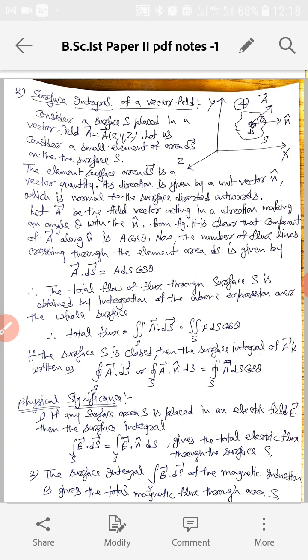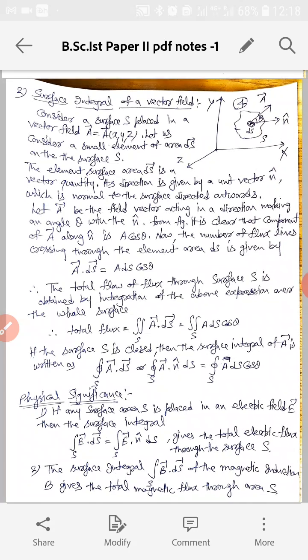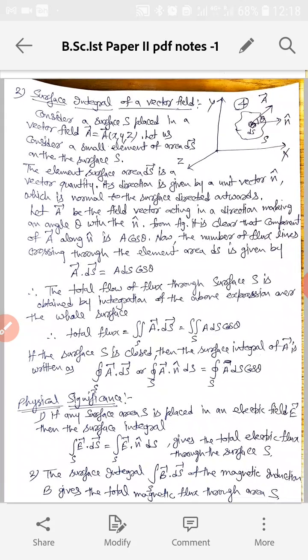Okay, which makes an angle theta with the direction of that small segment, with the n cap. So that means the component of A along n cap will be A cos theta. This we all know. The component of A along n cap will become A cos theta.